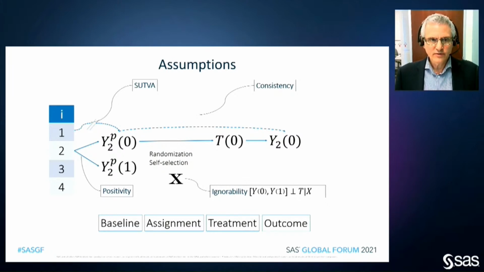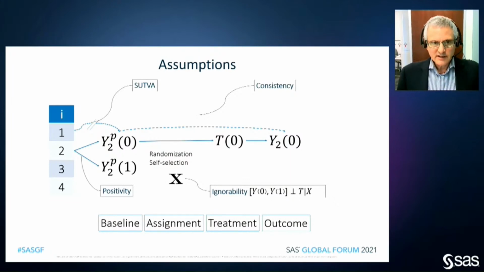The next one is called SUTVA, S-U-T-V-A, which stands for the Stable Unit Treatment Value Assumption. It's a mouthful. This assumption states that a unit's potential outcome is not affected by another unit's treatment assignment. So it's the treatment outcome for the individual compared to the treatment assignment for another individual: the assignment of the other individual does not affect the first unit's outcome.